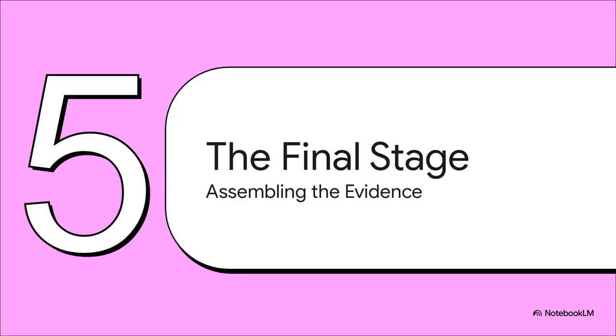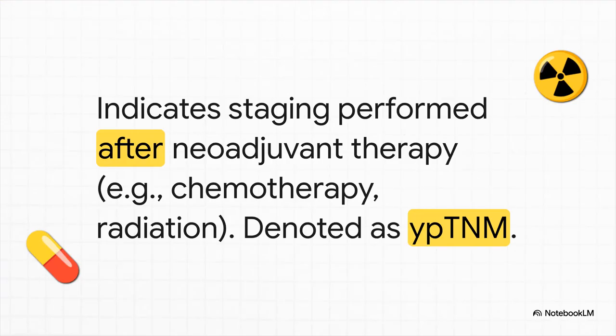Okay, we have gathered all of our evidence. We've assessed the tumor, the nodes, and any metastatic sites. Now it's time to put it all together. We can now combine our T, N, and M findings to assemble that final, definitive pathologic stage. But wait, there are a few crucial modifiers to know about. First up, the yp prefix. If your patient got chemo or radiation before their surgery, you have to indicate that in the stage. You just add a y right at the beginning, so it becomes ypTNM. That tells everybody you're staging what's left of the disease after treatment.